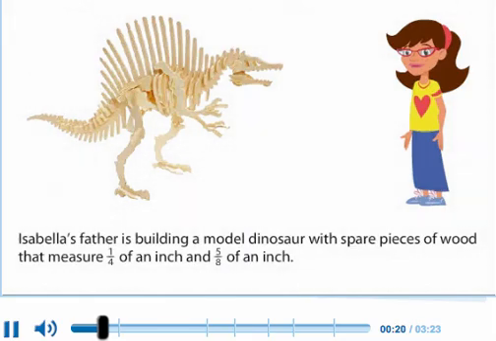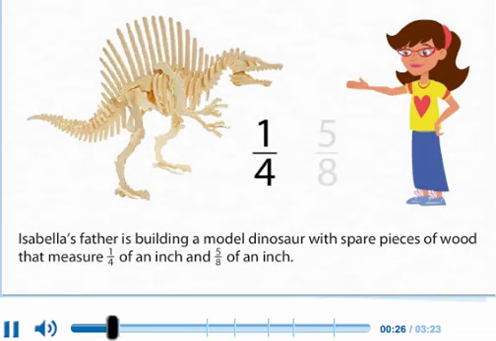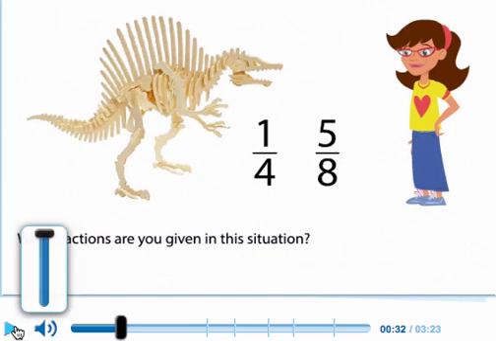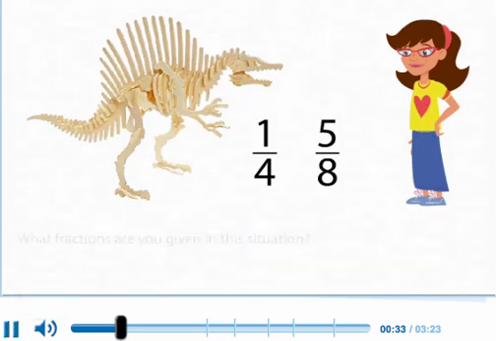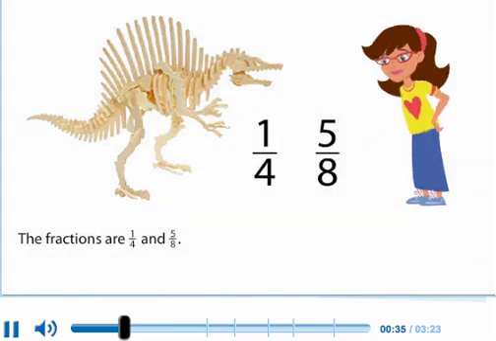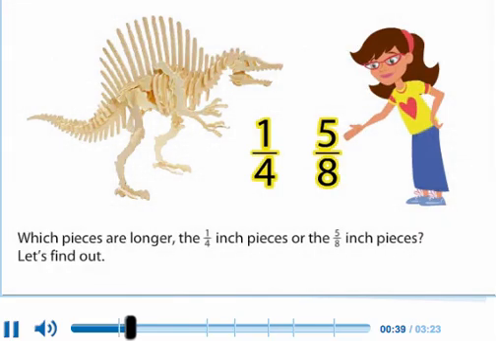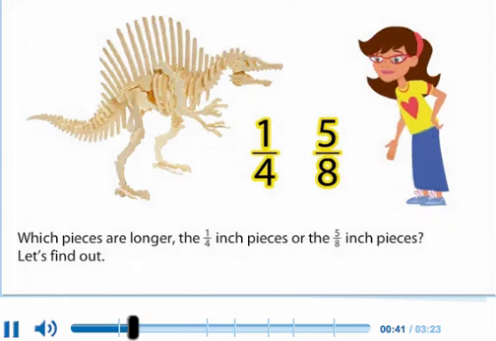Isabella's father is building a model dinosaur with spare pieces of wood that measure 1/4 of an inch and 5/8 of an inch. What fractions are you given in this situation? The fractions are 1/4 and 5/8. Which pieces are longer, the 1/4 inch pieces or the 5/8 inch pieces? Let's find out.